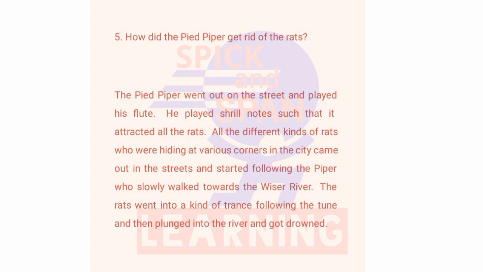Question 5. How did the Pied Piper get rid of the rats? Answer. The Pied Piper went out on the street and played his flute. He played shrill notes such that it attracted all the rats. All the different kinds of rats who were hiding at various corners in the city came out in the streets and started following the piper, who slowly walked toward the Weser River. The rats went into a kind of trance following the tune and then flung into the river and got drowned.